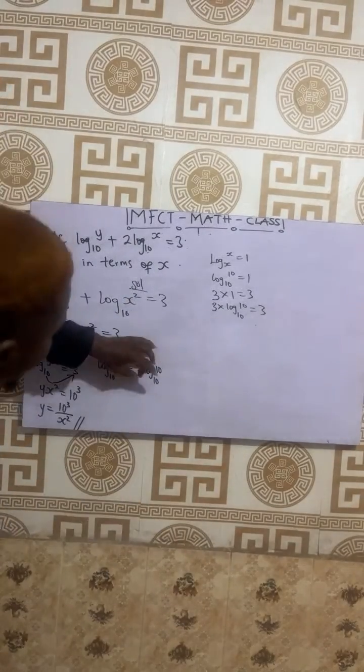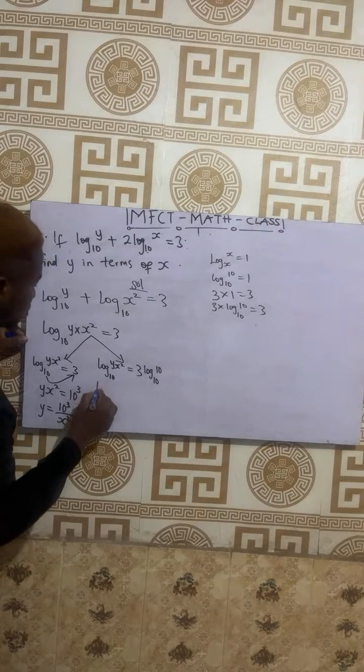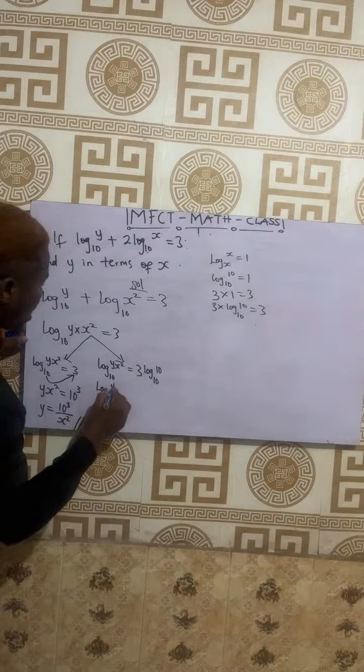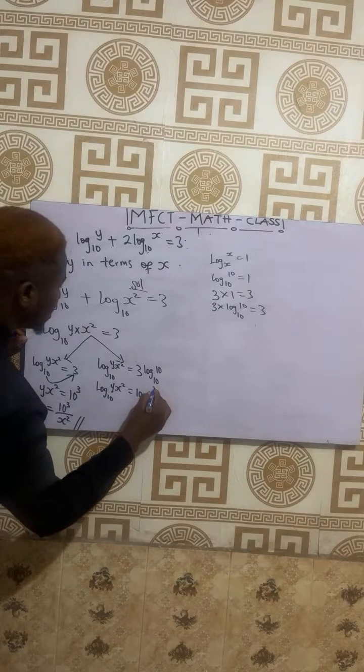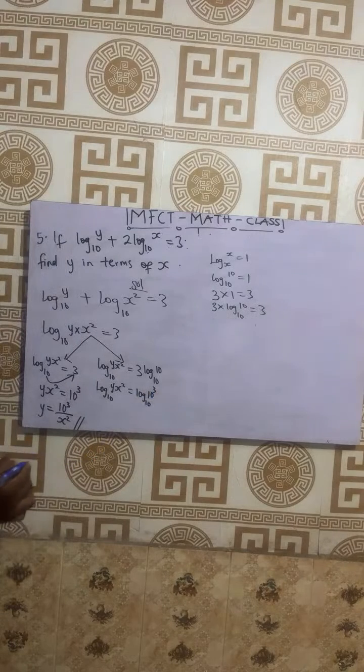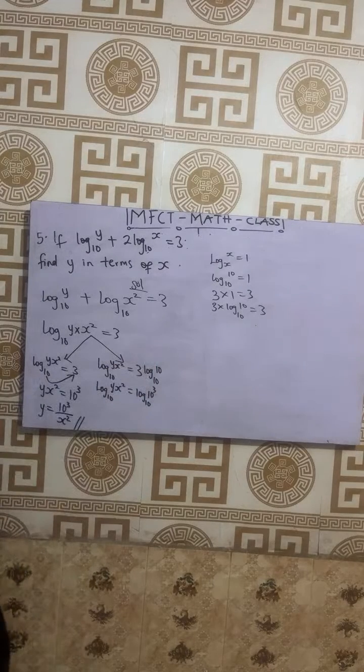That is to say, the coefficient here, I'm going to bring it to the power here. So this expression can change to log yx squared base 10 is equal to log 10 raised to power 3 base 10. So I will just bring this coefficient to become the power of the equation.